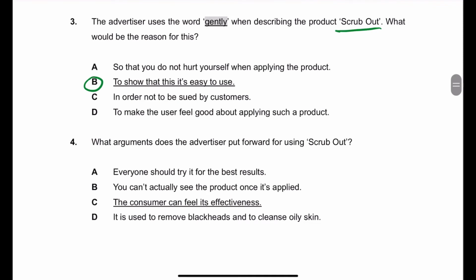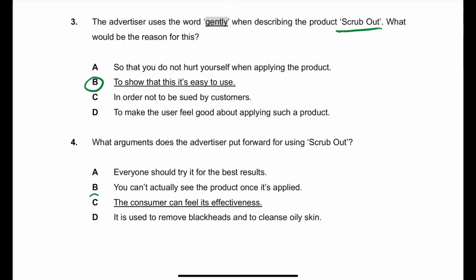So the argument being put here is actually that the product is very effective, right? Like it does its job because you can physically feel the smoothness of your skin instead of a bumpy blackhead, right? So that's why the answer is C.